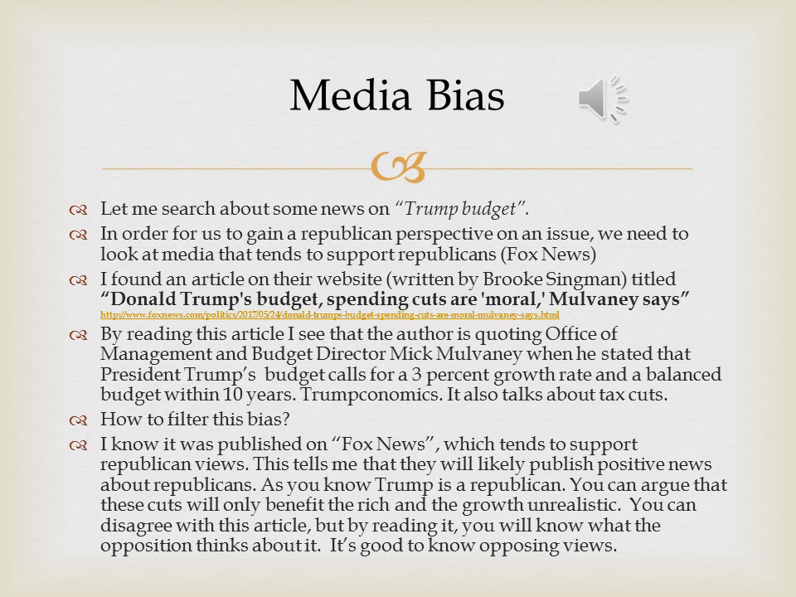You can disagree with this article, but by reading it, you will know what the opposition thinks about it, and it's good to know opposing views. If you feel passionate about anything, it's good to know what the opposition thinks. It's good to know their mindset. Otherwise, if you just call the opposition foolish, if you just call them names, you're not accomplishing anything. So it's good to know their views.